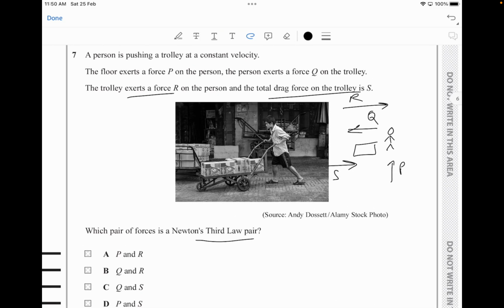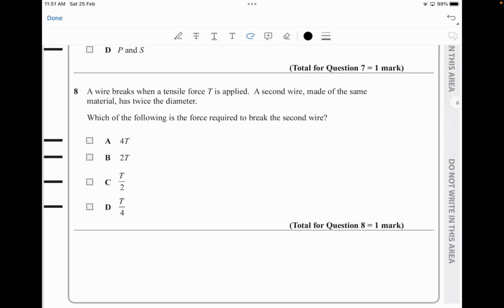So in this case, the answer is going to be B, because we know that Q and R are equal and opposite to each other. When two objects interact with each other, they exert equal and opposite forces on each other. So Q and R is the answer in this case. Yeah, 7B. Okay, let's move on to the next question.